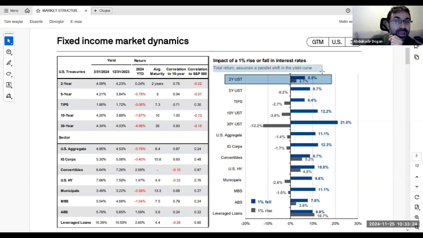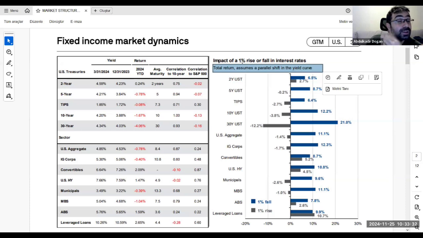Total return. Assume a parallel shift in the yield curve, meaning that if there is an increase in the United States interest rate, meaning policy rate, the Federal Reserve rate, the 2-year treasury yield is increasing. But if there is a decrease of 1%, the 2-year treasury yield is again increasing. This is a little bit weird. But in the short term, there is huge volatility in the market. It is coming from the volatility.